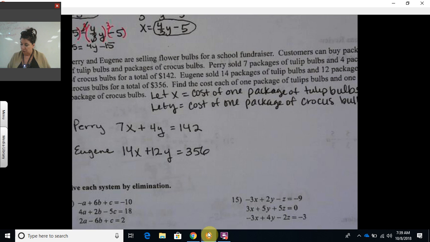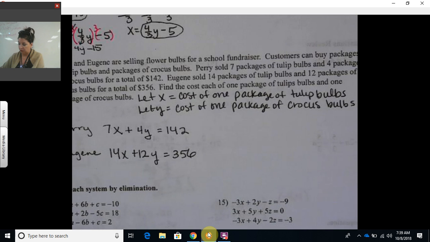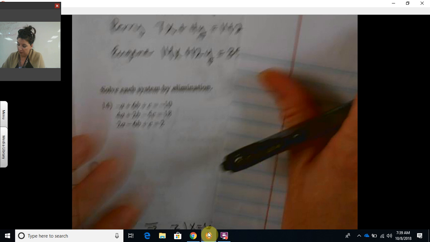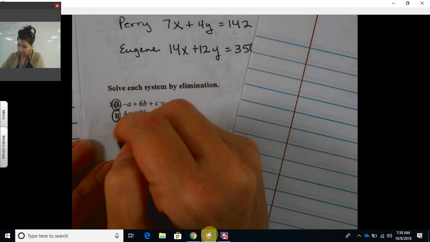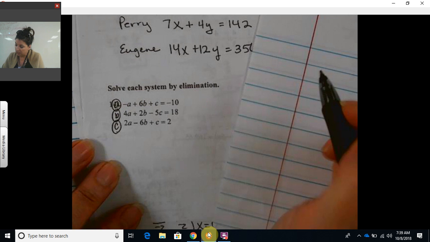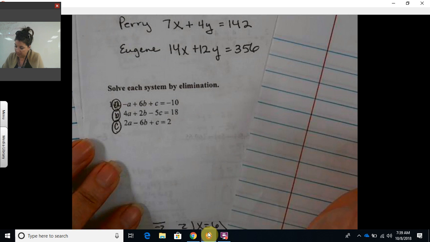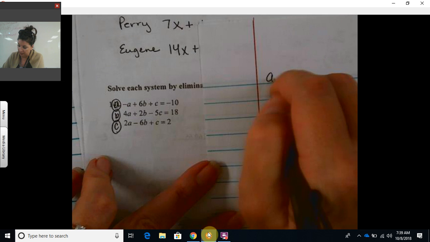Numbers 14 and 15, I'll do one of those. I'm going to have to use a separate sheet of paper for it, so I'll show number 14. All right, so I'm going to label these equations A, B, and C. Are there 2 equations that I could pair together and something would eliminate automatically? Yes. A and C. Okay, so I will start with A and C.